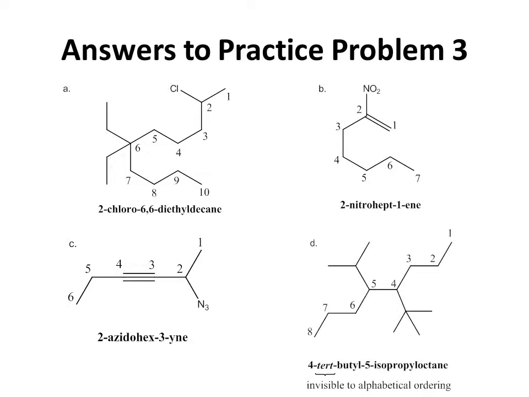In part D, the longest carbon chain has 8 carbons, and there is an isopropyl substituent at position 5 and a tert-butyl substituent at position 4. Now, an interesting thing to note about tert-butyl, since tert has a hyphen in front of butyl, it's made invisible to alphabetical ordering. So we really only consider the B in butyl in terms of alphabetical ordering, not the tert. So the name for this compound would be 4-tert-butyl, so B comes before I, 5-isopropyl octane.